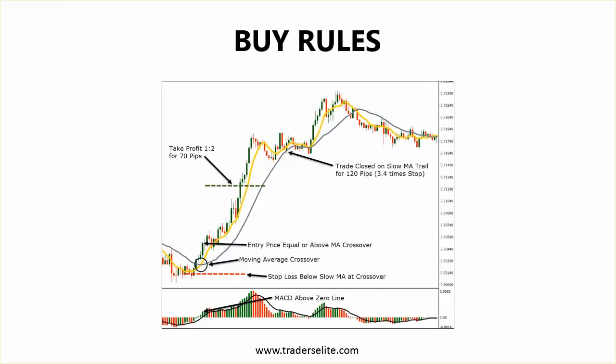So let's just take a closer look. Here we've got an example. We've got the moving average crossover. We've got entry price at the close of the bar. Now in this case, it would have been safe to take it at the open of the bar, but that's not necessarily the case. We have the stop loss positioned just below the slow moving average at the crossover point. And then we have our take profit here, which I'm showing as a 1-to-2 risk reward ratio.